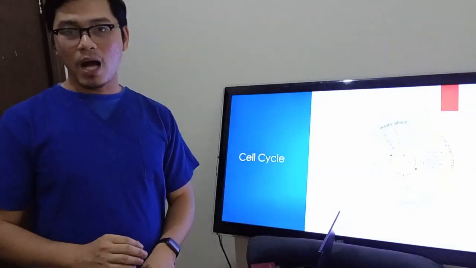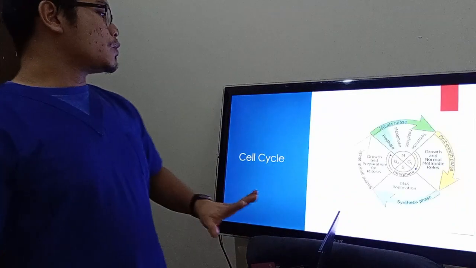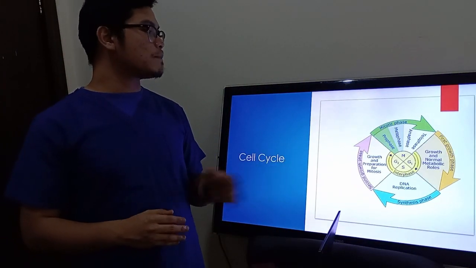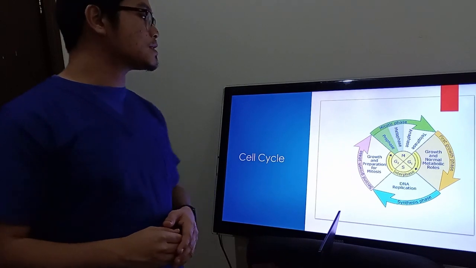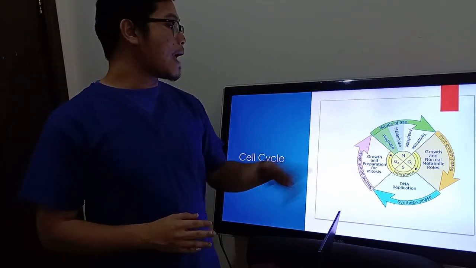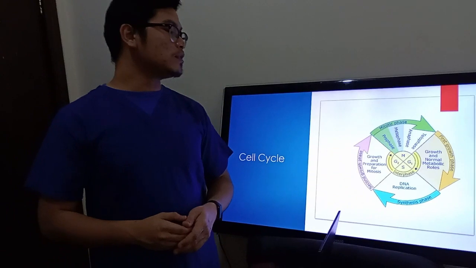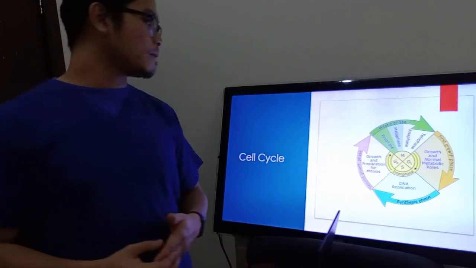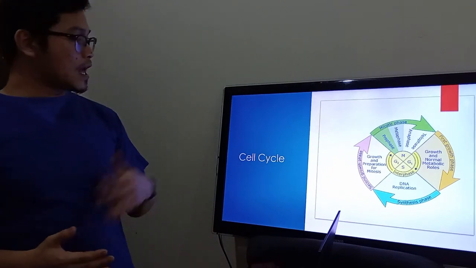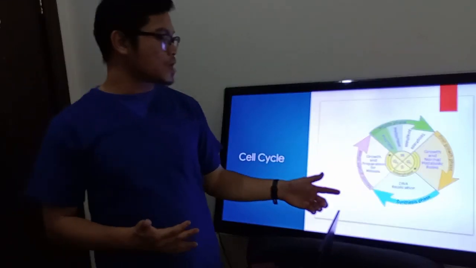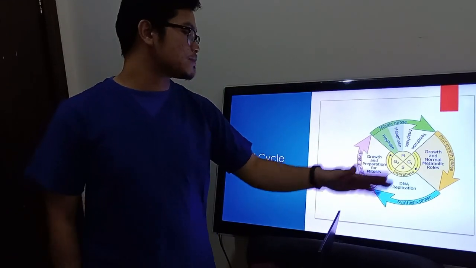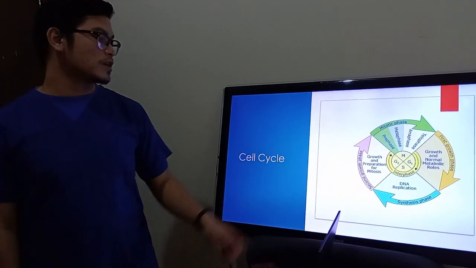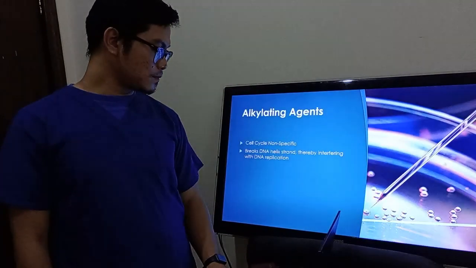So let's talk about the cell cycle. Under the M phase, we have prophase, metaphase, anaphase, and telophase. We have the G1 phase, the first growth phase, with growth and normal metabolic activity, and we have the S phase, the synthesis phase, with DNA replication. And the G2 phase, with growth and preparation for mitosis, or the second growth phase.